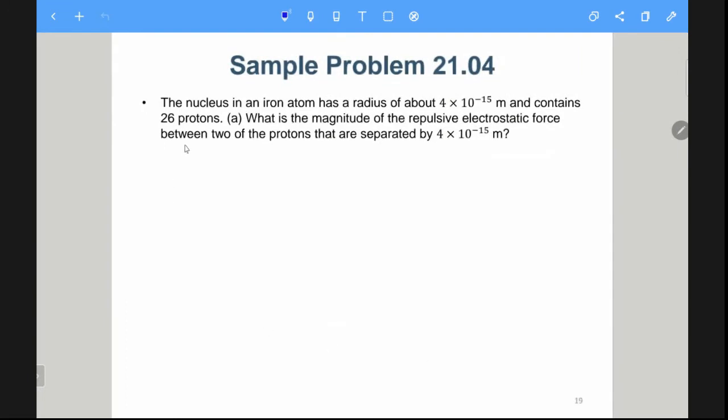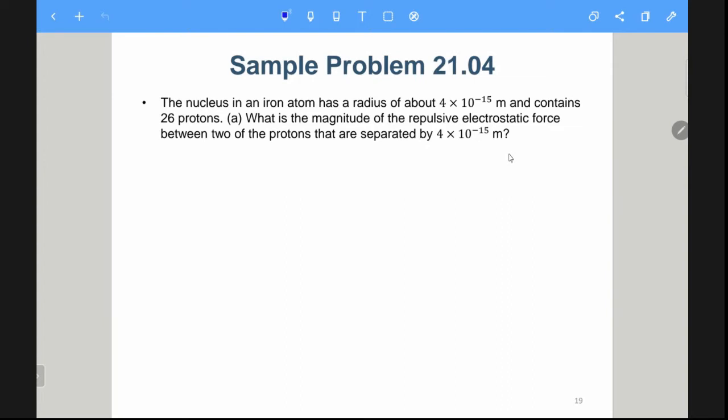So here we see that it says the nucleus in an iron atom, Fe, has a radius of about 4 times 10 to the minus 15 meter, and contains 26 protons. What is the magnitude of the repulsive electrostatic force between two of the protons that are separated by this distance?